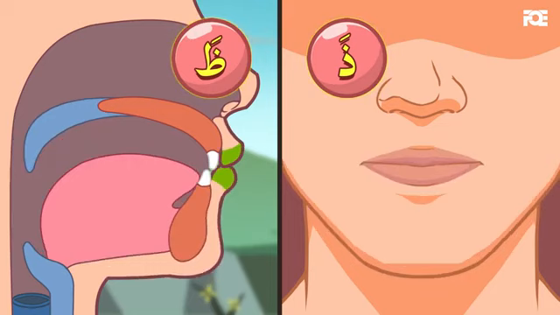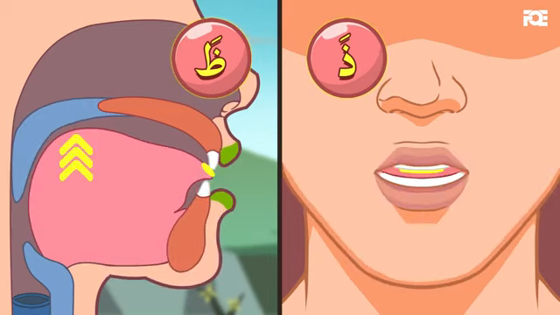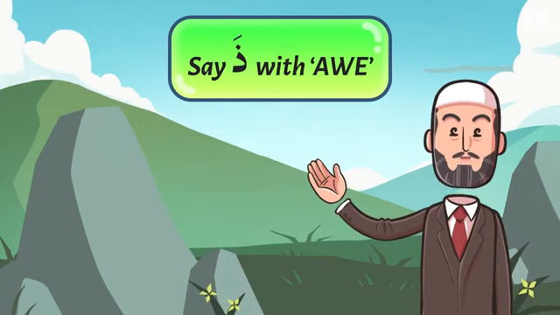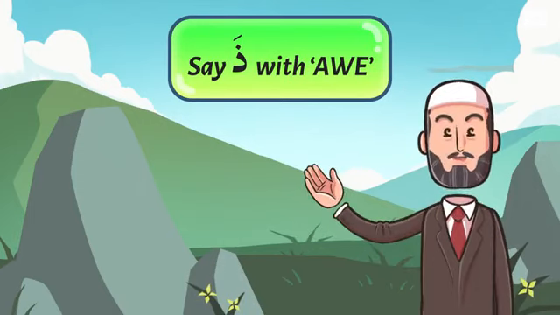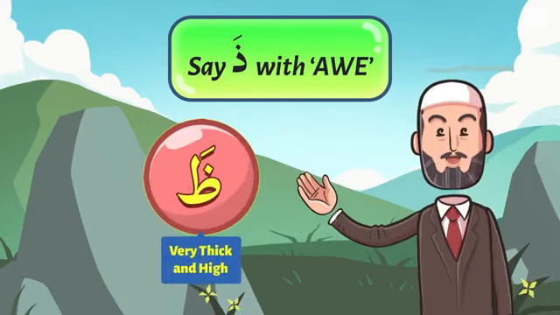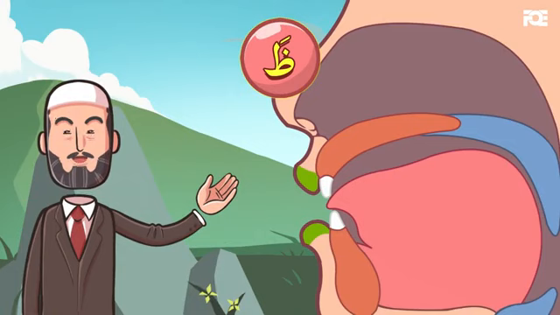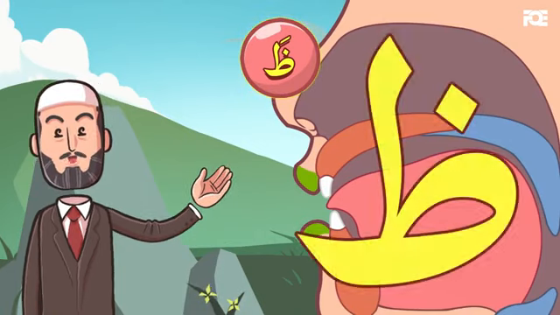Dha. And also again, if you want to control the tip, you cut it and touch the tip to the upper teeth. So say dha with a thick sound, something like that. Dha. It's a very thick and high letter. Dha. And look at the shape of the tongue. And look at the bottom of the letter. Is it not the same?